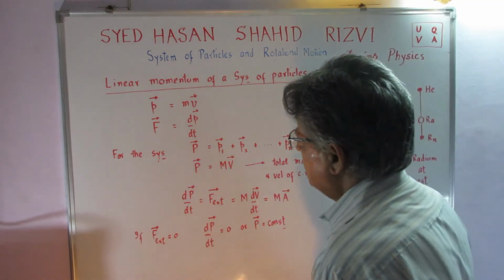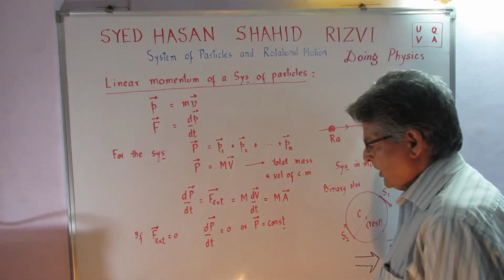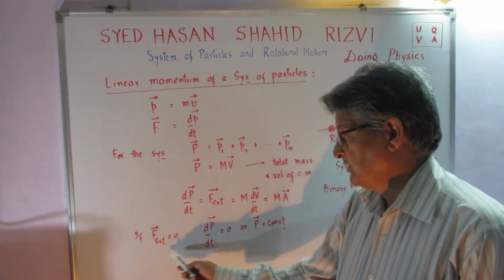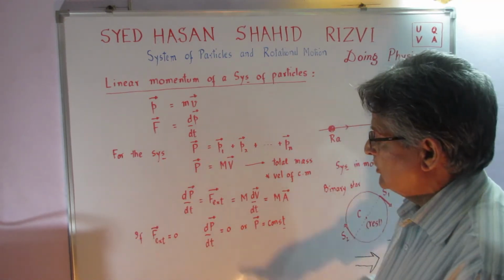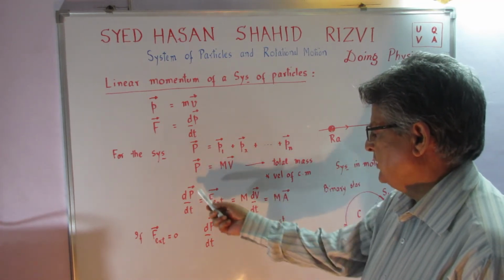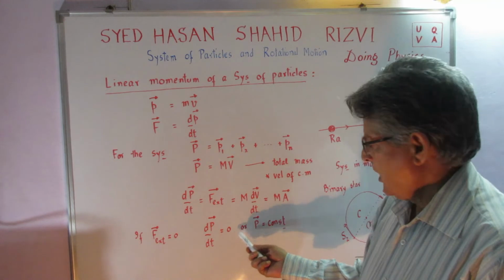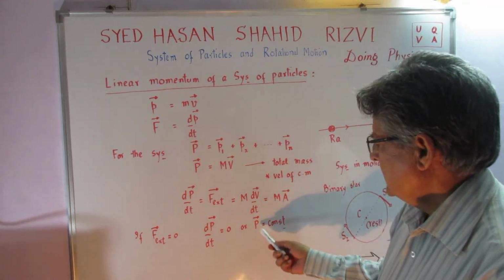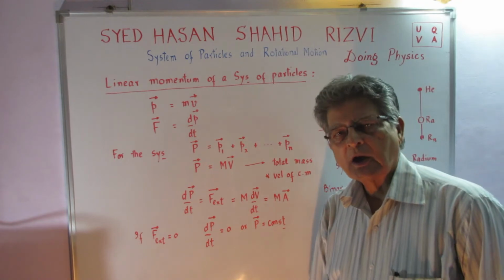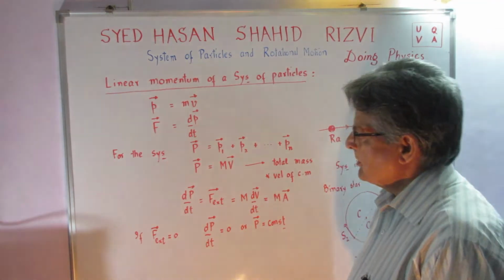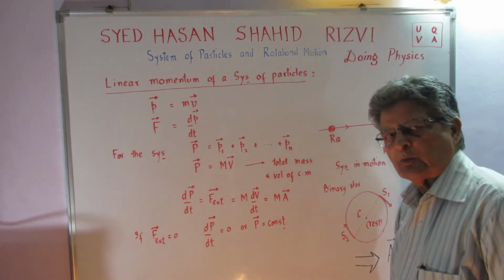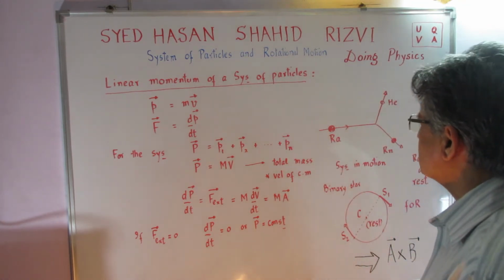Now it's very simple. For the conservation law, I can write that if the total external force on the system, F external, is equal to 0, then of course dp/dt is equal to 0, or simply that p is constant, and so the momentum of the system is conserved. So it is about the linear momentum of the system of particles as well as the conservation of the linear momentum of the system of particles.